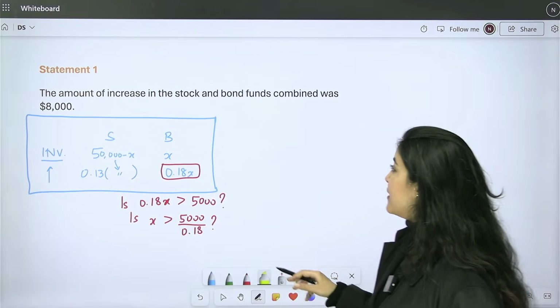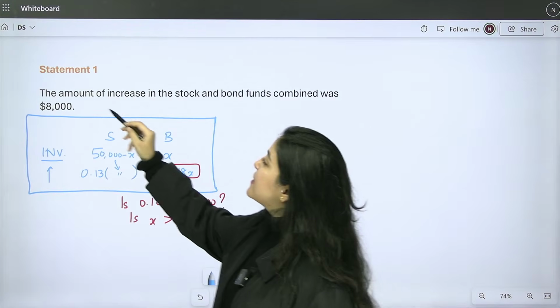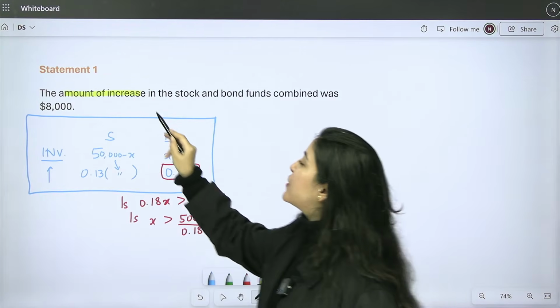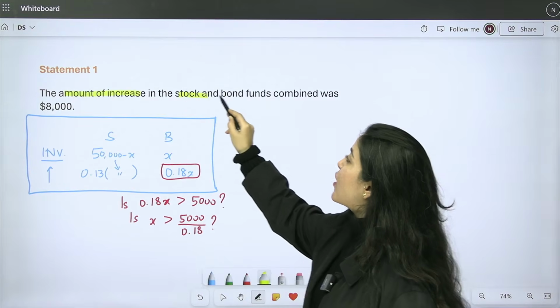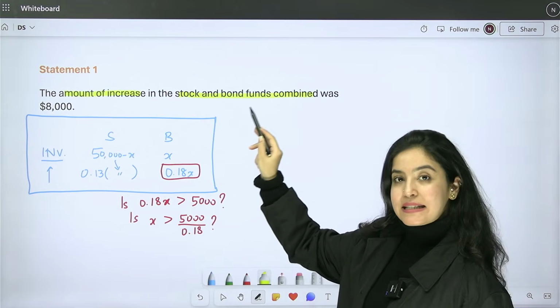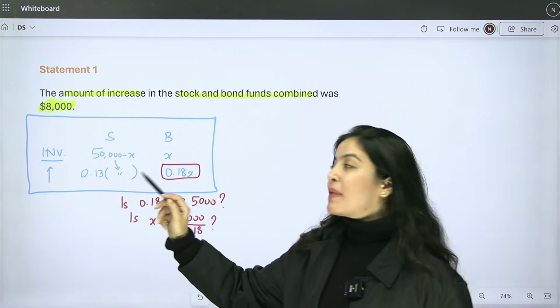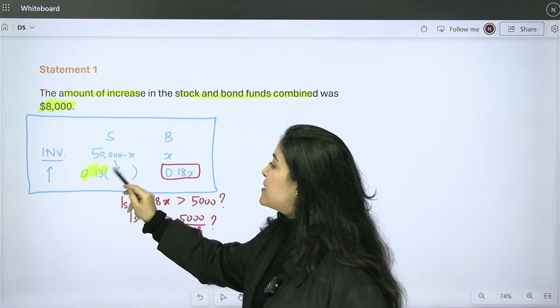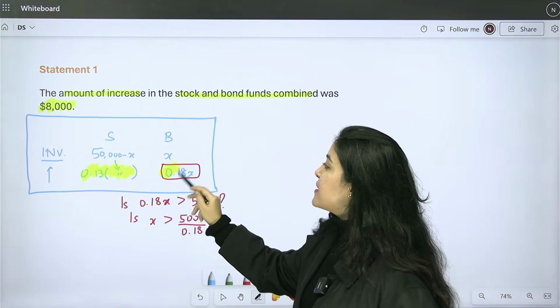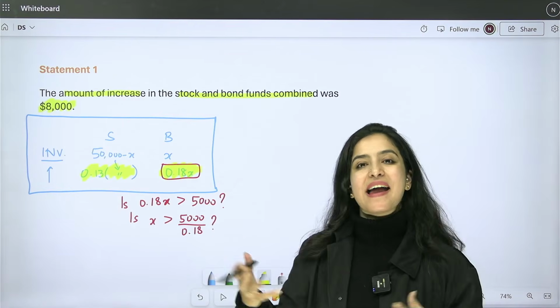Alright, so here we are. Let's look at statement 1. This talks about the amount of increase in the stock and bond funds combined this time, and that was $8,000. So combined means I'm really taking this increase from stock, this increase from bond, and I'm adding them.